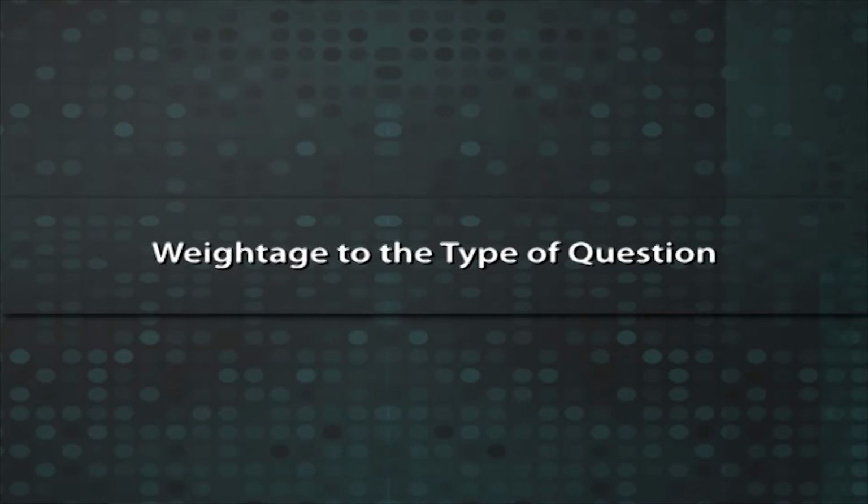Weightage to the type of question. We have already seen that the items included in achievement tests can be objective questions, essay type questions, short answer questions or a combination of question types. Determining which type of questions should be included in the test and the weightage to be given to each type is a key decision a teacher should make while constructing the test.